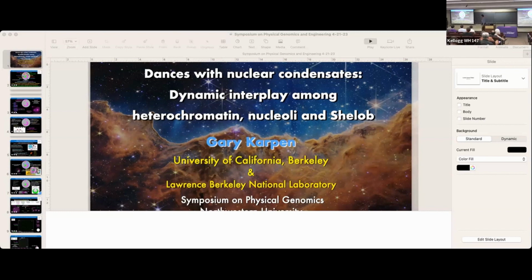Now, we spend a lot of time working on heterochromatin, and I'll give you a little bit of a flavor for that. But what we've started to think about is how these different condensates interact, both structurally and functionally. So what is the interplay at both the structural and functional level between these condensates? And that's what I'm going to talk about today. Very much work in progress, but I hope this will generate some discussion and some thinking on your part as well as mine.